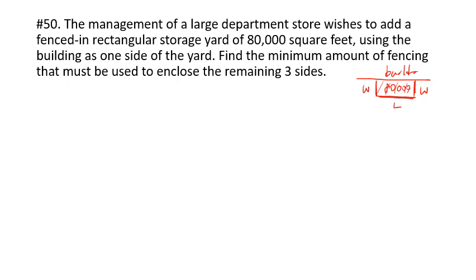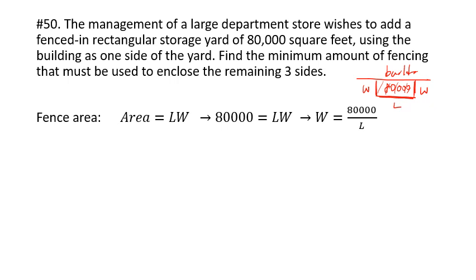So we know the area is length times width. So the area is 80,000 equals length times width. We can make W equal to 80,000 over L. Find the minimum amount of fence. So we want to find the fencing amount.